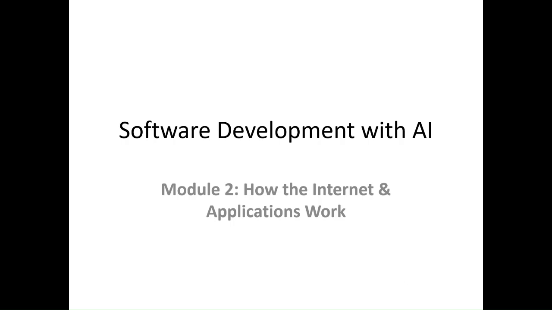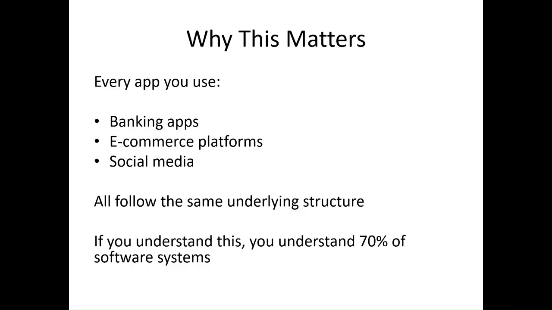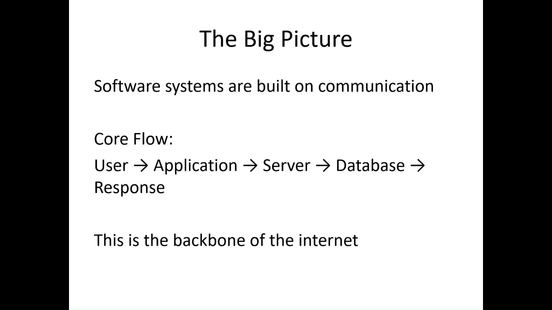All right, welcome back. So this is module 2, how the internet and applications work. So why this matters, right? Every app that you use, whether it's a banking app, e-commerce platform or social media, all follow the same underlying structure. If you understand this, you understand 70% of software systems. Software systems are built on communication.